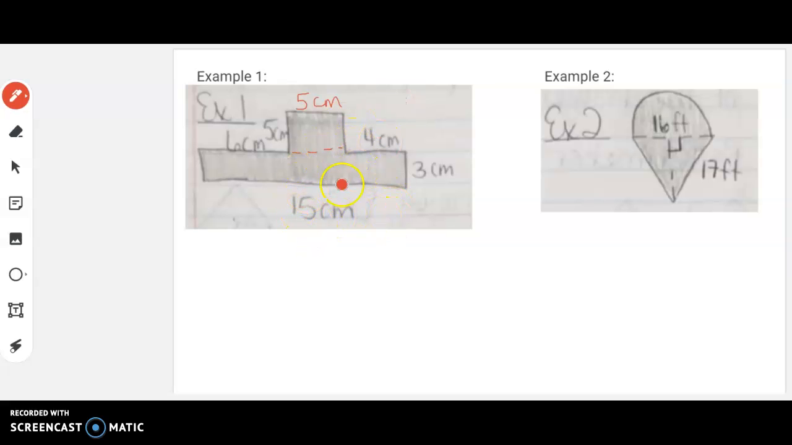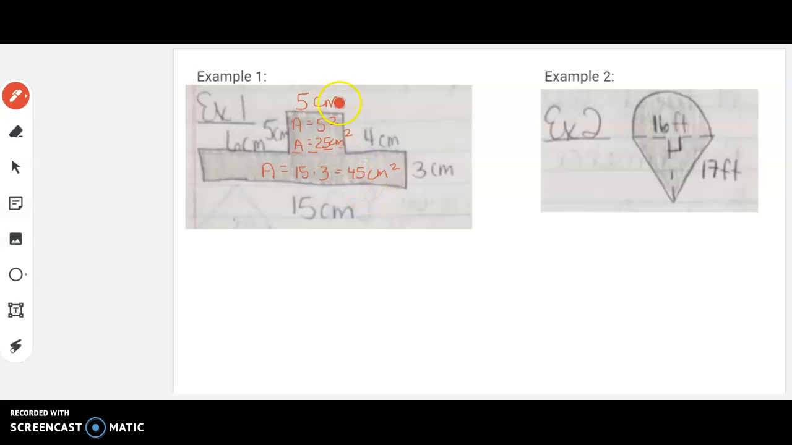Okay, so the composite now. I'm going to find the area of the bottom rectangle. It's 15 by 3, so that area is going to be 15 times 3, which is 45. And again, we have centimeters squared because they did give us units. This piece is a square, so the area is going to be 5 squared. So that's going to be 25 centimeters squared.